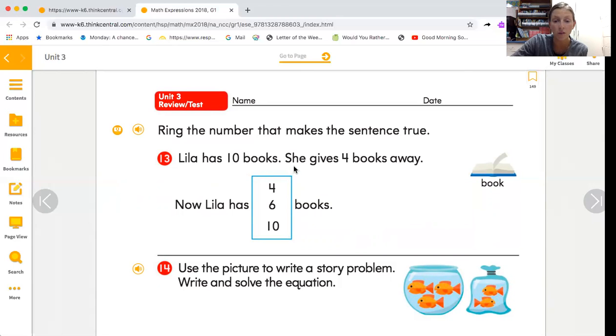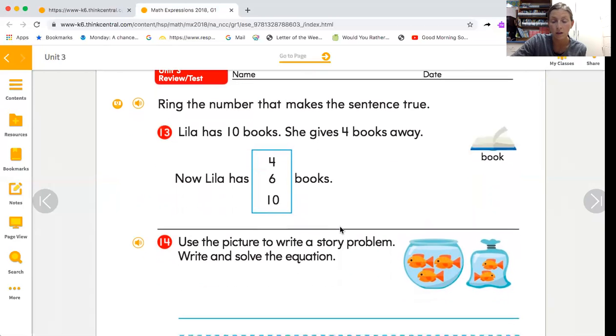Leela has 10 books. She gives 4 books away. Now Leela has which one of these numbers books left? Pause to solve.